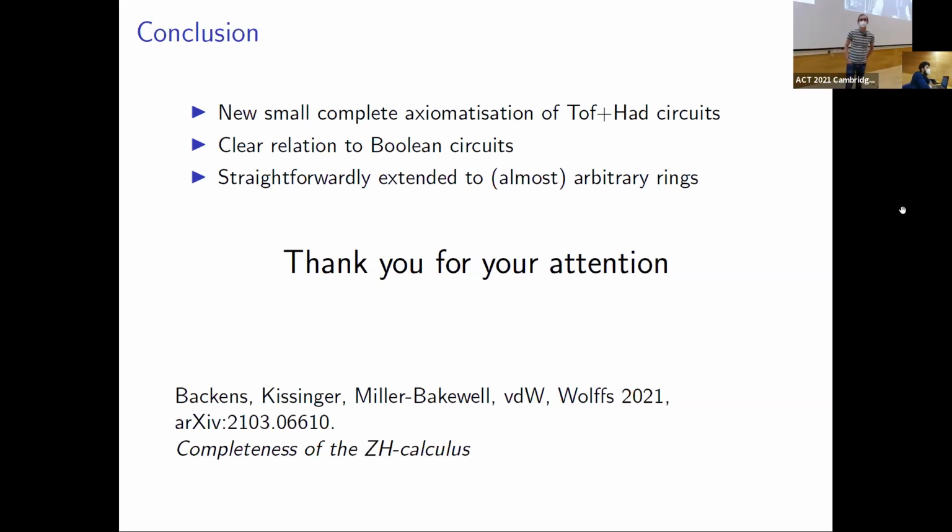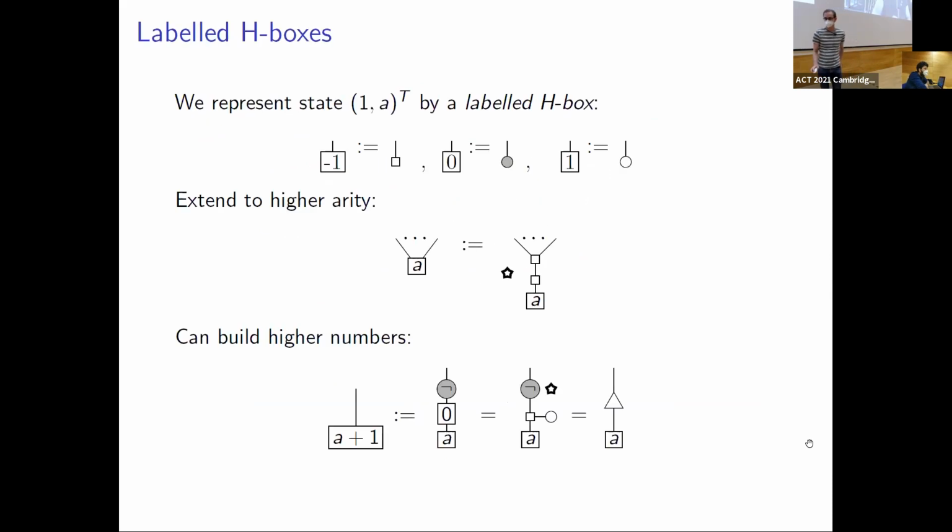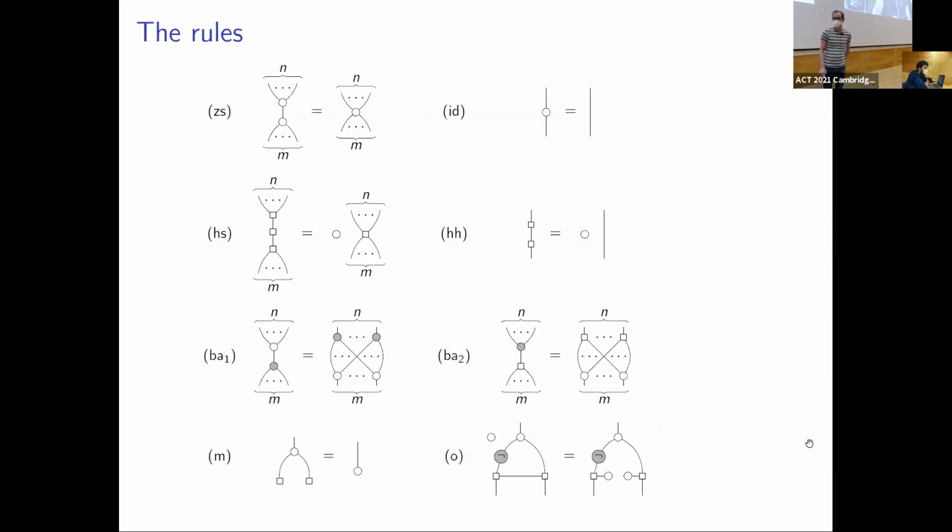Yeah, thanks for the talk. So your axiomatization, you had these 8 rules. I'm just wondering, are they minimal or could you potentially get a smaller set of rules? It's a very good question. We tried very hard to prove they're minimal.